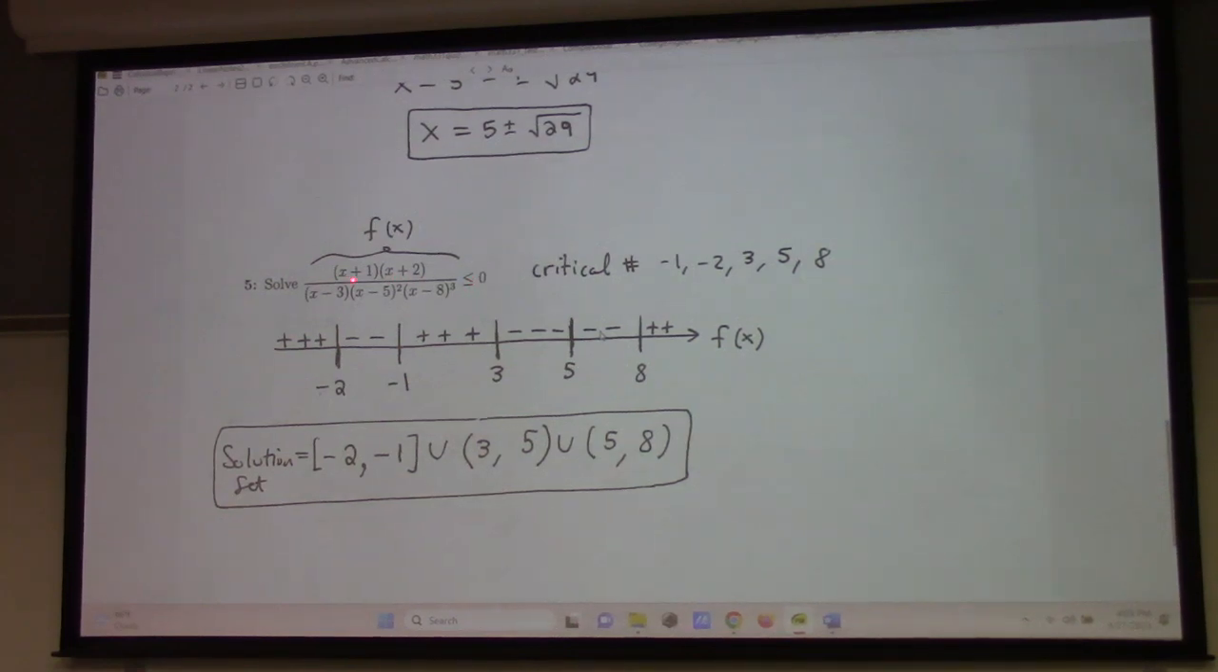I would include minus 1 and minus 2 in the solution set because that gives me 0 in the numerator. As you can see, I included minus 1 and minus 2 here. I have excluded 3, 5, and 8 whenever they came up because that would give me division by 0. As you can see, 3 is excluded, 5 is excluded, 8 is excluded. The rest of it is I'm looking for minuses because I'm trying to solve less than 0. And that's it. That's how you do it, right?